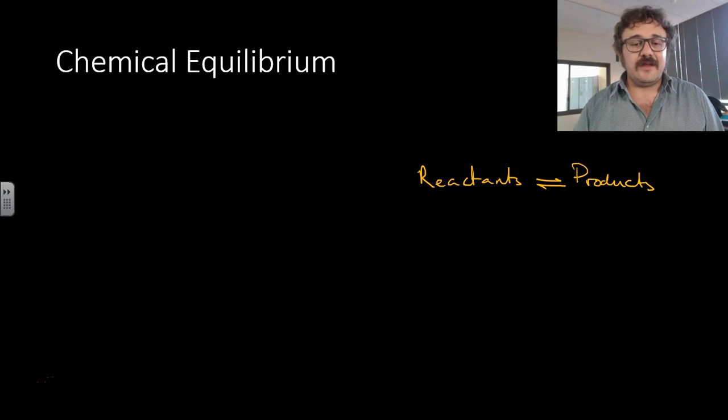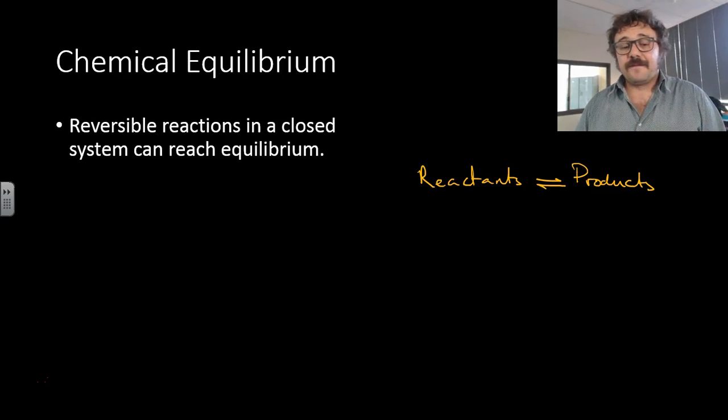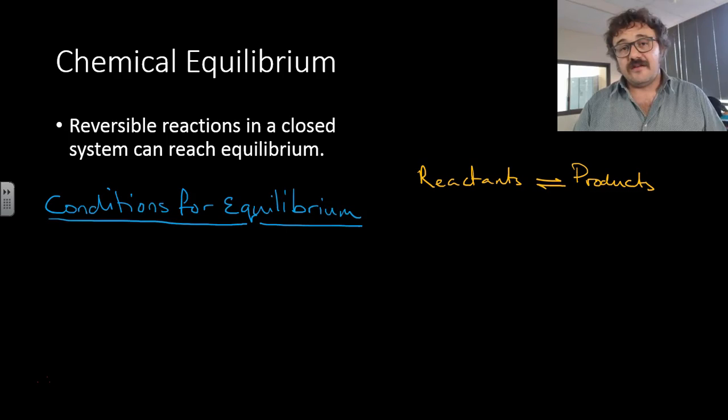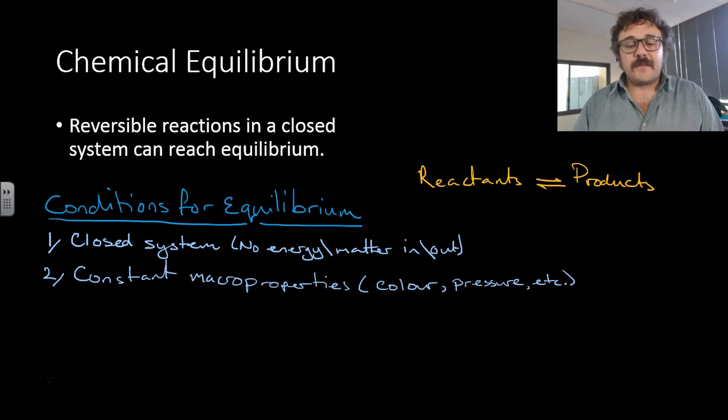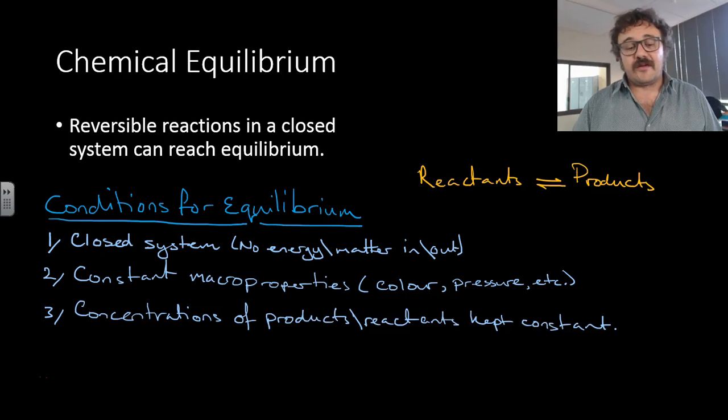So let's have a look at what chemical equilibrium actually is. As we said, reversible reactions in a closed system can reach equilibrium. There are several conditions that need to be met for equilibrium to occur. So you need a closed system. What this actually means is no energy or matter is going in or out. Now the chance of getting a perfect closed system is really quite not happening. Constant macro properties. This is your color, pressure, temperature, all the ones which are really easy to see. So the macro properties become really constant. The concentrations of the products and reactants are also kept constant. This is when it's in equilibrium.